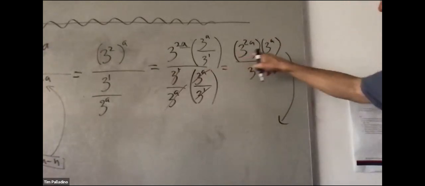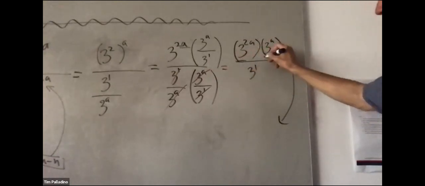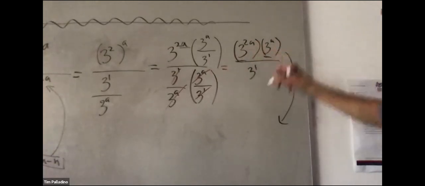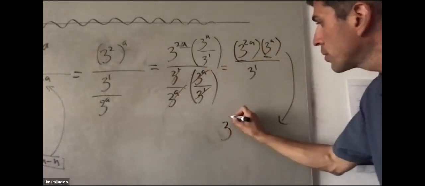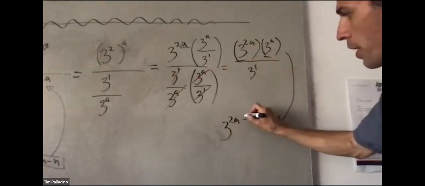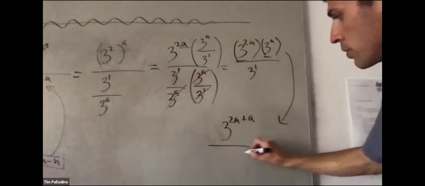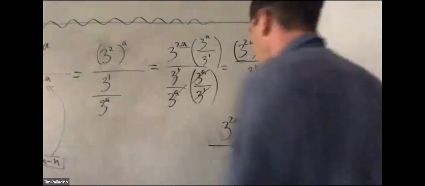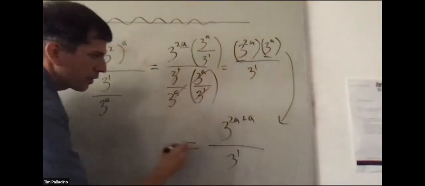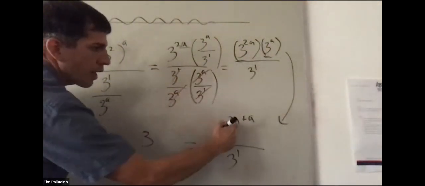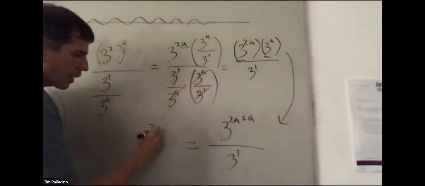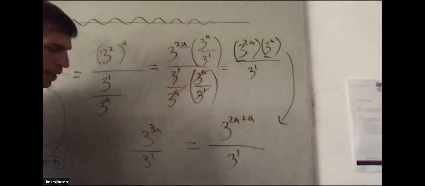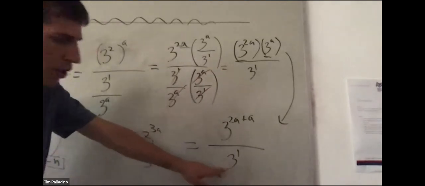So I'm just going to bring this down here. And so now you have the same base on the top. You have 3 to the 2a, you have the same base. So I'm going to apply that rule where I just add the exponents. So this should now work. I'm sorry, I'm kind of doing this in a circular way. But this would now be 2a plus a would be 3a, and I'm just bringing this term along on the bottom. You guys see that?